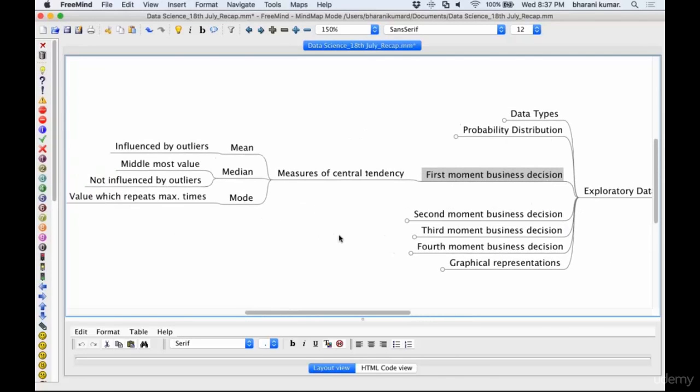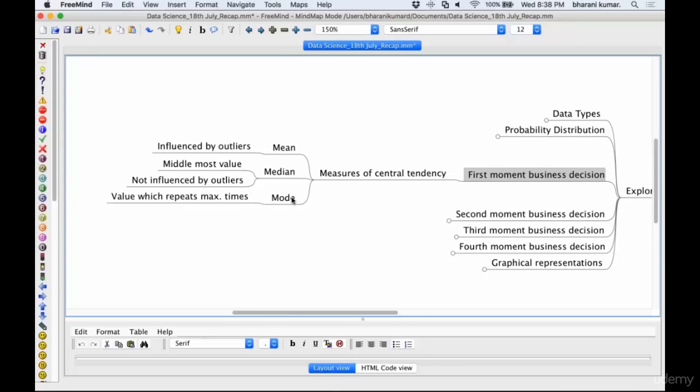Post which we have discussed the first moment business decision. Another name given to this first moment business decision is measures of central tendency. As part of this, there are three key measures: mean, median, and mode. We have discussed mean. However, mean or average is influenced by outliers. So what is the best measure if you have outliers? If you have outliers, median is the best measure. Median is the middlemost value, and median is not influenced by your outliers.